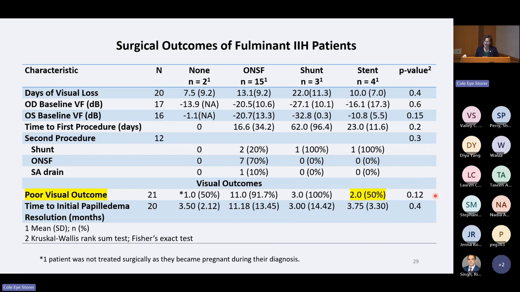And then when we look at how many patients had that binary outcome of a poor visual outcome, we found that stenting patients actually appeared to have fewer poor outcomes compared to having a shunt or an optic nerve sheath fenestration. So again, we cannot make any firm conclusions from this, but it is hypothesis generating, and perhaps stenting might be a better option for these patients, but it is going to require larger cohorts and analysis to confirm.